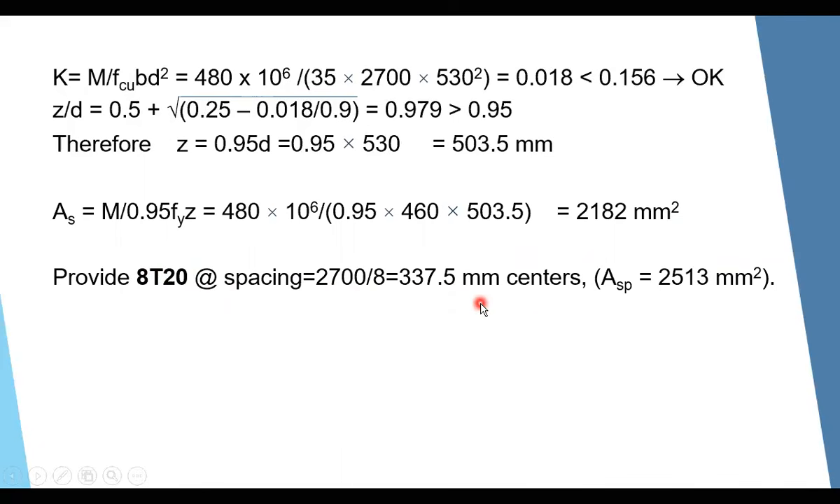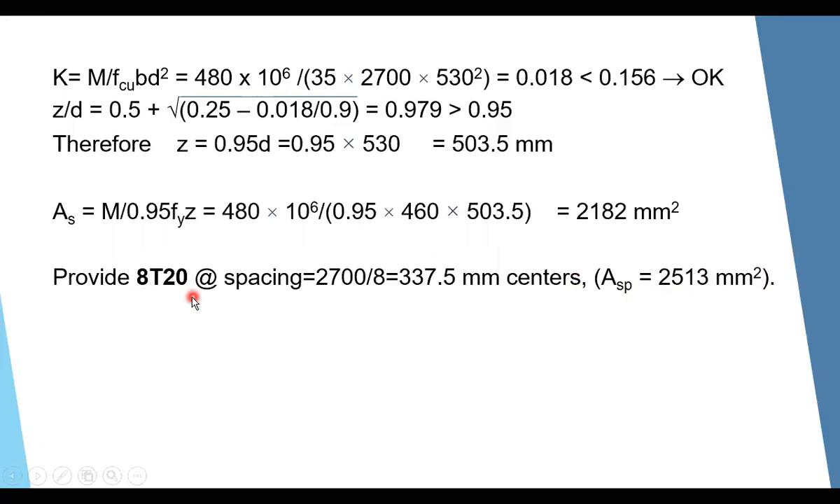Okay, just to check, we will not exceed the maximum allowable spacing. Based on that, we can calculate AS provided. AS provided, you can see here, should be greater than or at least equal to AS required. We prefer to have it greater than the AS required, just to be on the safe side. So AS provided is greater than AS required, and we choose 80-20.